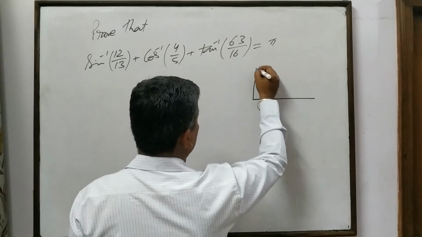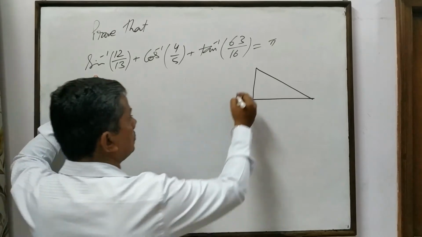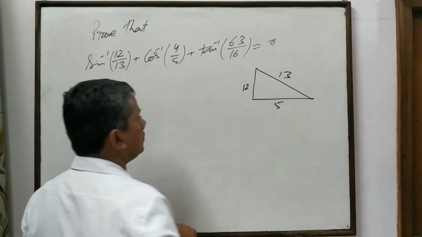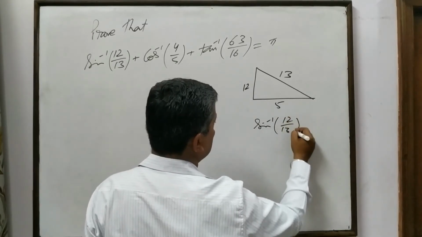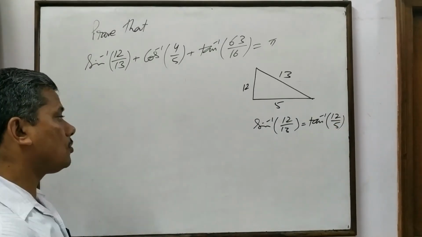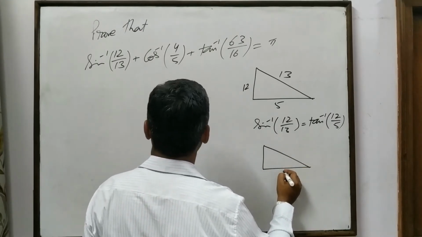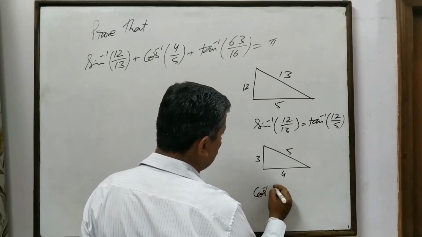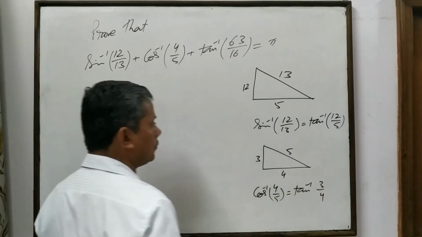sin inverse 12 upon 13. Sin is perpendicular upon hypotenuse. So perpendicular 12, hypotenuse 13. Then what about the base? It is 5. So sin inverse 12 upon 13 is equal to tan inverse 12 upon 5. Similarly, cos inverse 4 upon 5. What is cos? Base upon hypotenuse. So 4 upon 5. Then the perpendicular is 3. So cos inverse 4 upon 5 is equal to tan inverse 3 by 4.